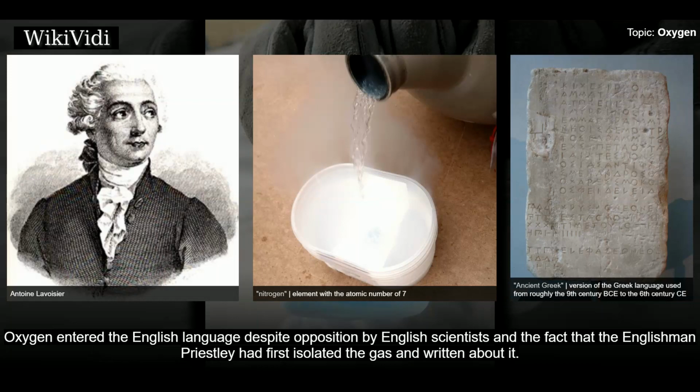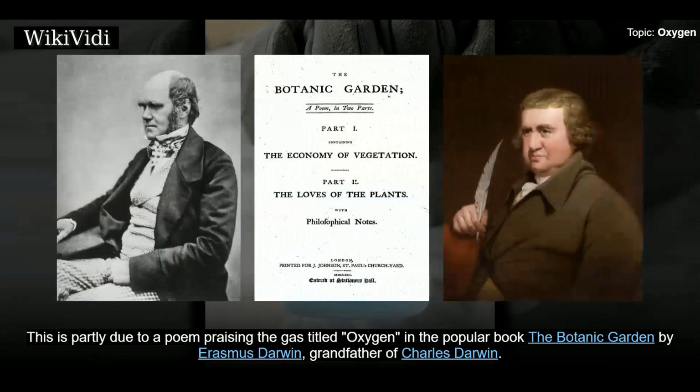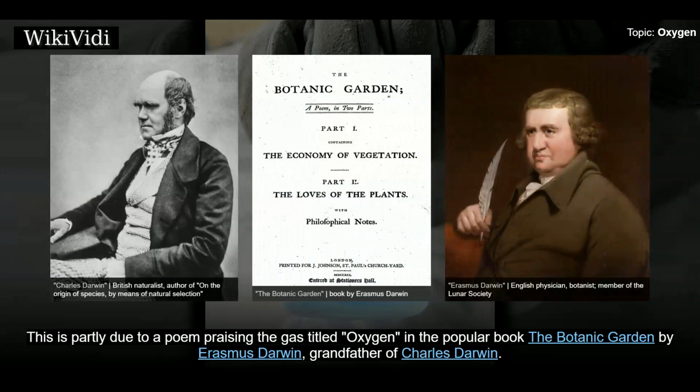Oxygen entered the English language despite opposition by English scientists and the fact that the Englishman Priestley had first isolated the gas and written about it. This is partly due to a poem praising the gas titled Oxygen, in the popular book The Botanic Garden by Erasmus Darwin, grandfather of Charles Darwin.